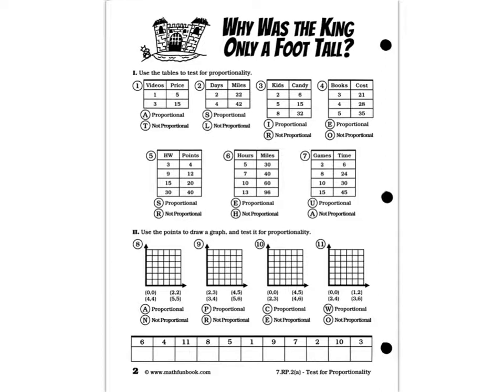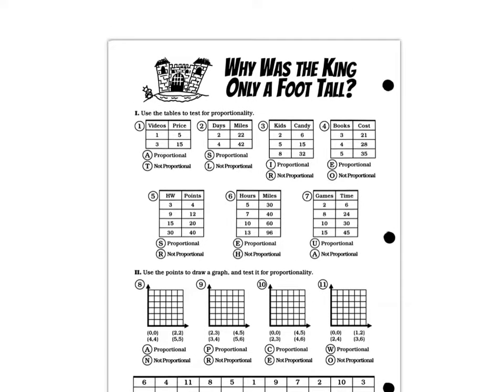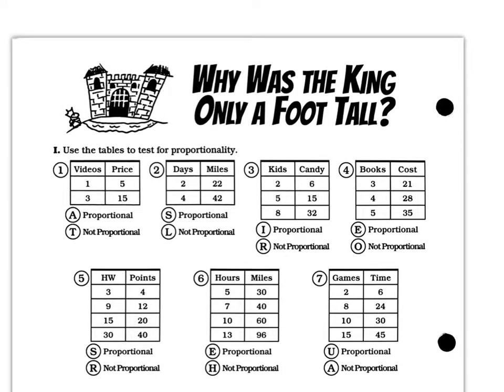I'm Mr. Bainey, and I'm going to go over the worksheet that you're being given in class and just some tips on how you can do these problems. So I'm on the side that says, why was the king only a foot tall? On all of these problems, you're going to indicate whether they're proportional or non-proportional. You also need to show some sort of work or thinking to justify why you think it's proportional or non-proportional. Okay, so I'll show you what I mean by that.